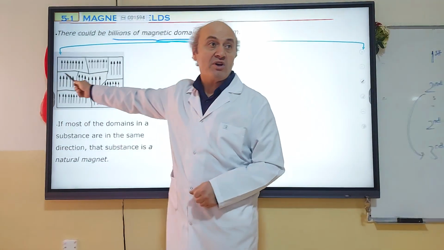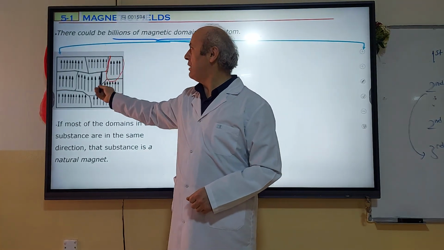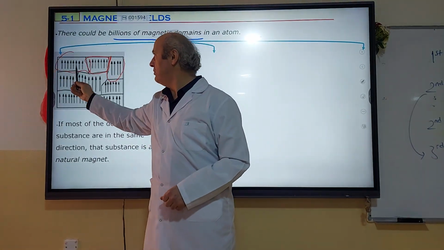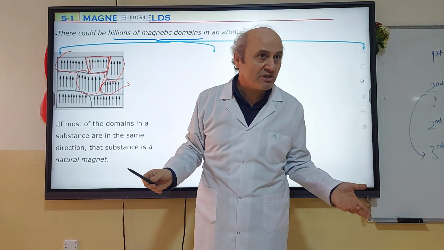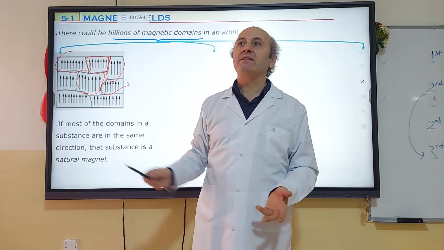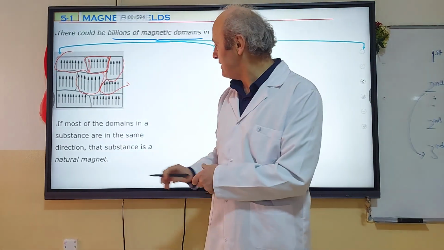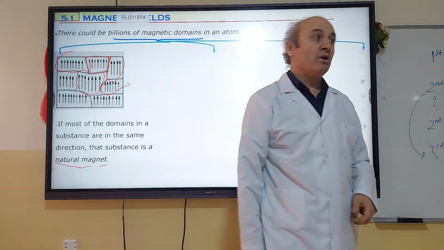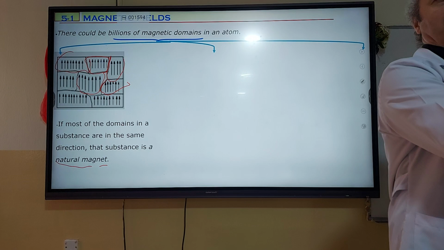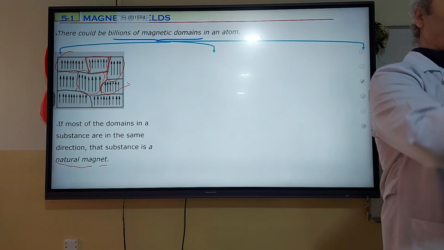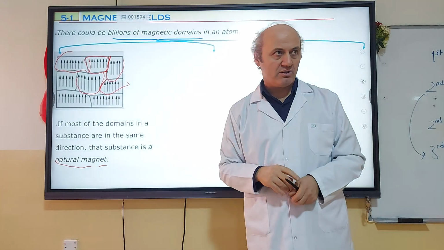If most of the domains are in the same direction, like in this figure, see that? One domain, another domain, a third domain, a fourth domain, a fifth domain, you see? They are all in the same direction. So they support one another, and then this substance will get a net magnetic field, called a natural magnet. In natural magnets, most of the domains support each other. Maybe some of them will be weaker, but most of them support, and that results in a magnetic field. Then that substance becomes a natural magnet.